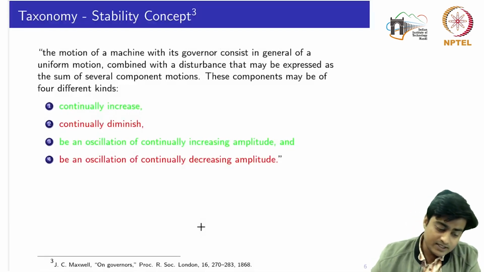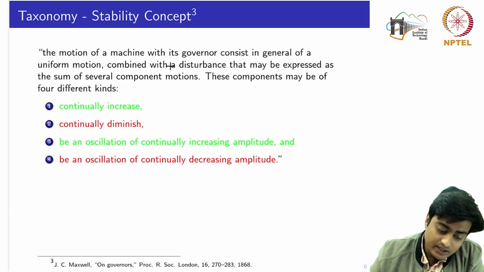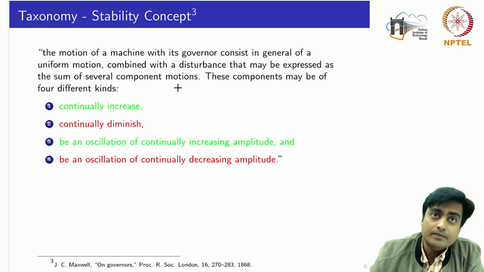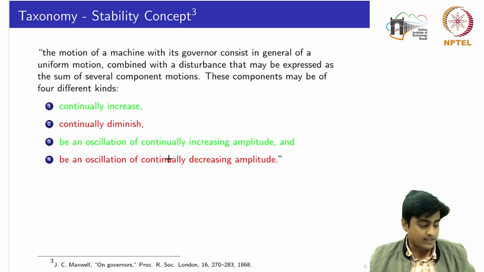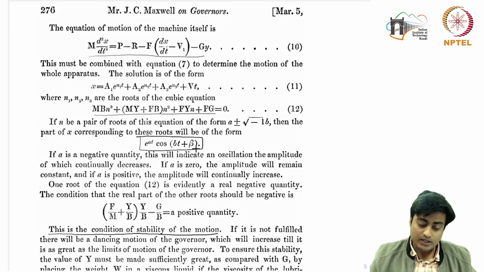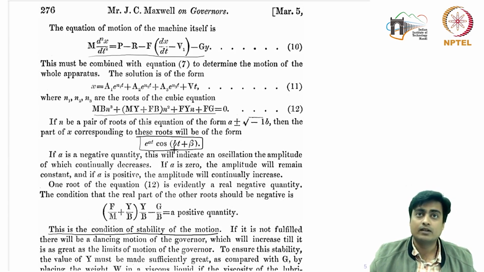So this is how he defines the stability concept: the motion of a machine with its governor consists in general of uniform motion combined with the disturbance that may be expressed as the sum of several component motions. These components may be of 4 different kinds. Either it would be continually increasing, diminishing, or be an oscillation of continually increasing amplitude, and an oscillation of continually decreasing amplitude. Basically the idea is to see how the motion is being governed by this particular solution.